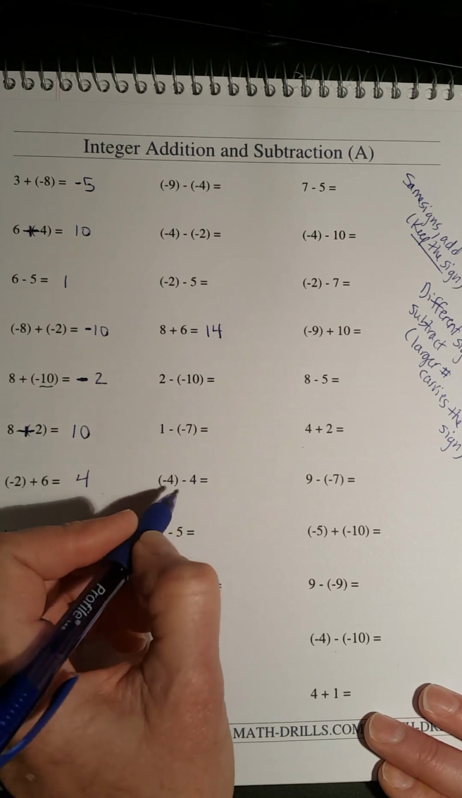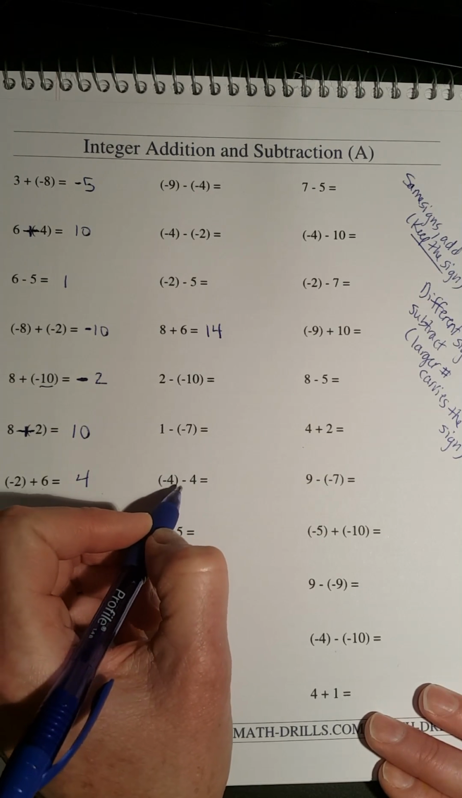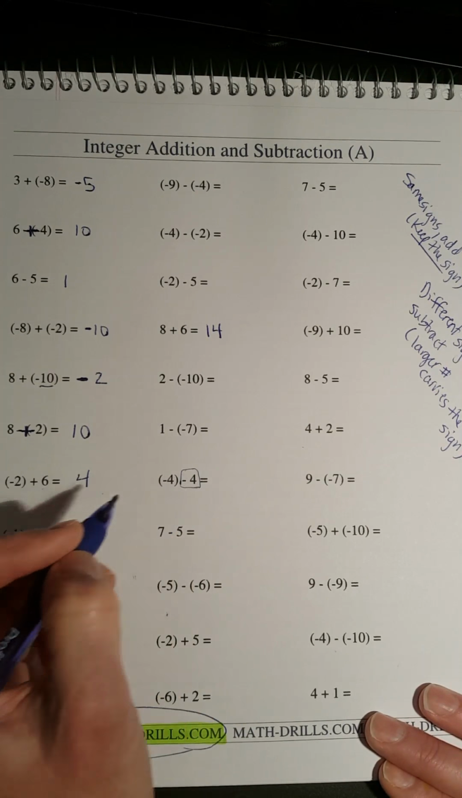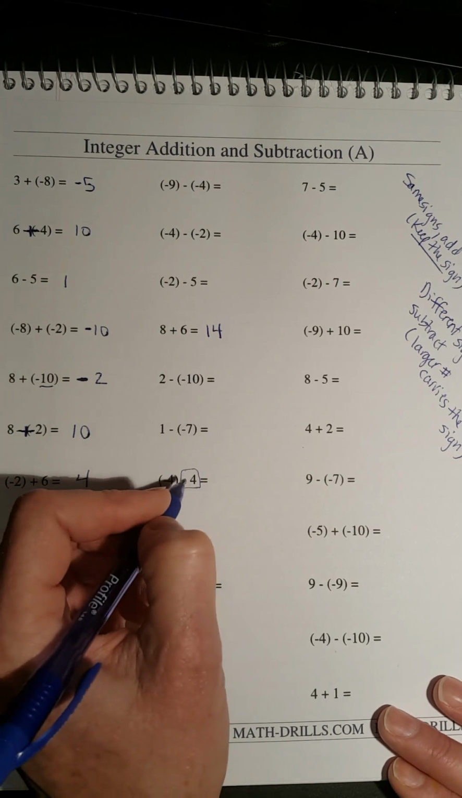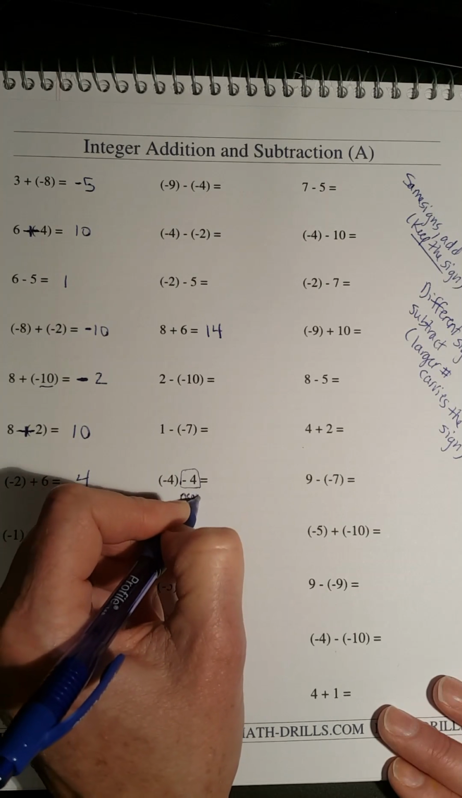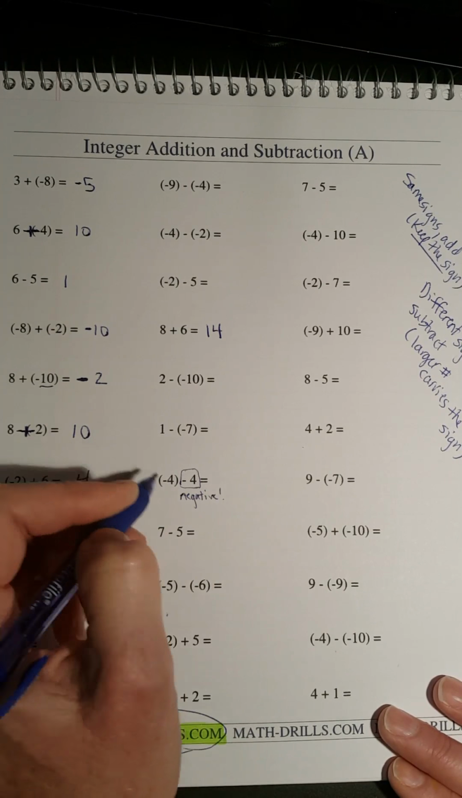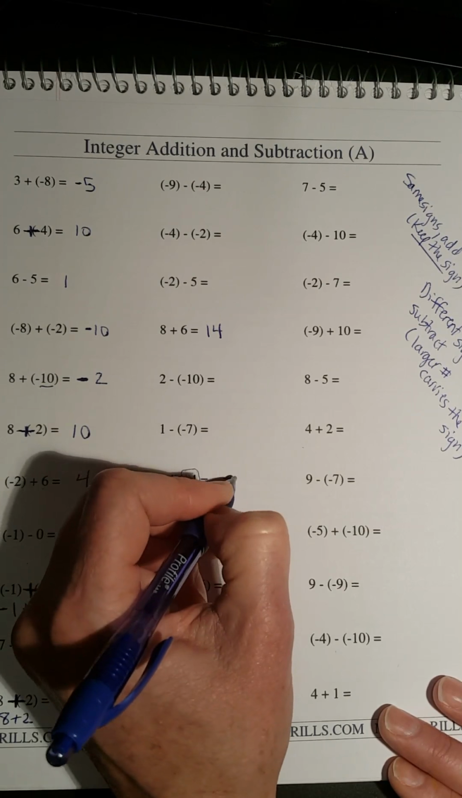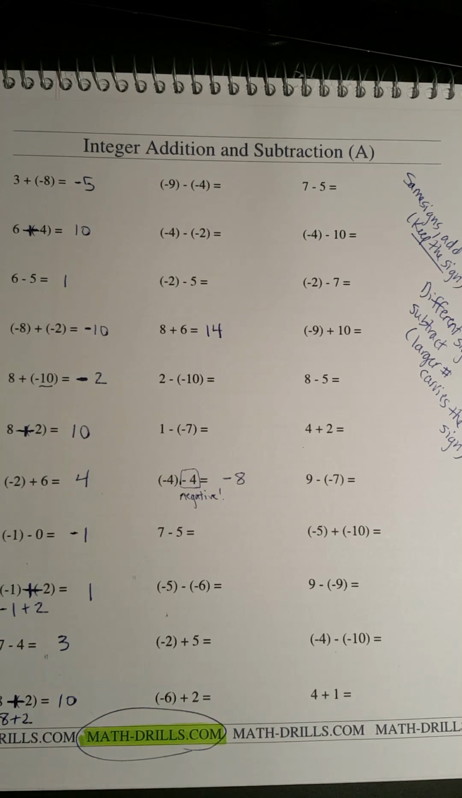Let's do this one. So this is -4 minus 4. Remember that this is behind a subtraction. That 4 is behind a subtraction sign, so that means it's negative. So be very careful with these. So this is -4 and -4. Same signs, add and keep the sign. So my answer is going to be a -8.